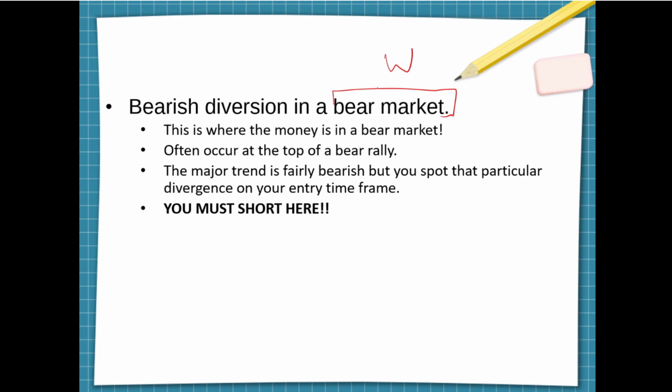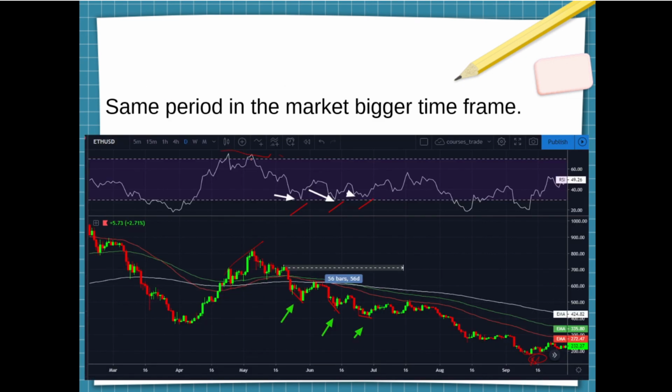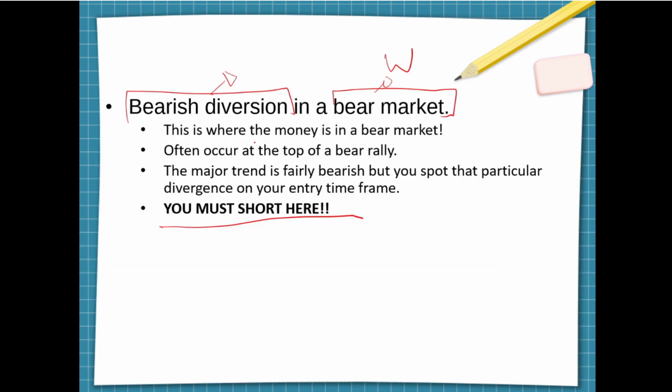Now, bearish divergence, bear market. So on the weekly we are bearish, going down, and here there is a bearish divergence. This is where you must short. I'll show you a situation here. Let's go ahead. This is where the money is in the bear market. They are rare actually, but when you see this stuff, you short.